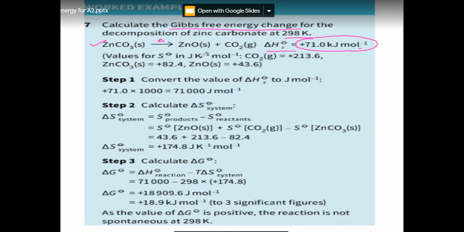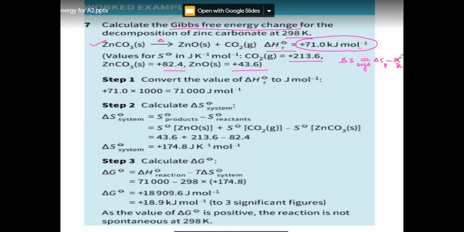Now apart from the delta H R, what else we require in order to calculate the Gibbs free energy is the entropy values. The entropy values for carbon dioxide, zinc carbonate, and zinc oxide are given to you. That means you have to calculate the entropy of the system. And how do you calculate the entropy of the system? By subtracting the entropy of the reactant from the entropy of the product.